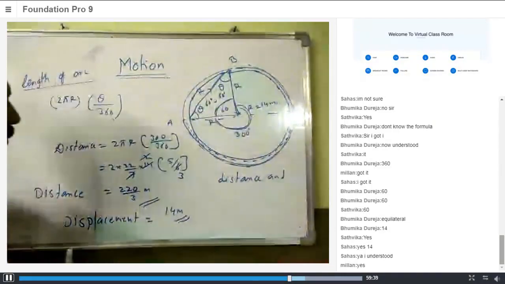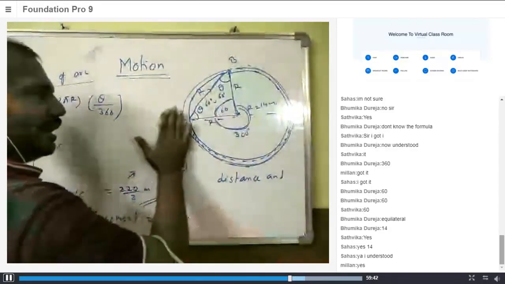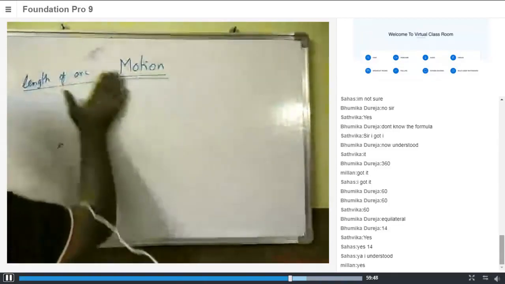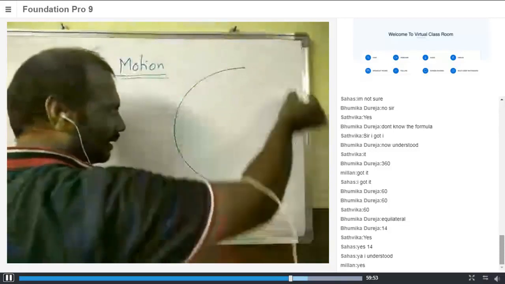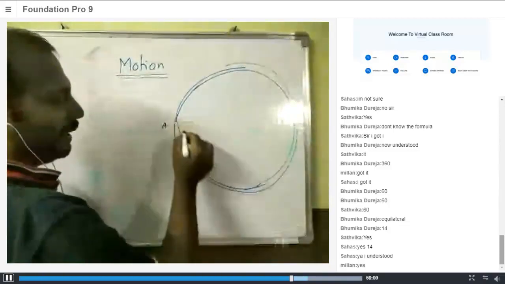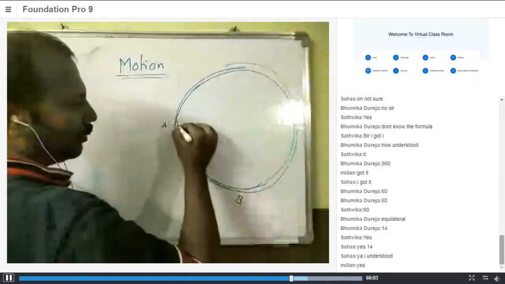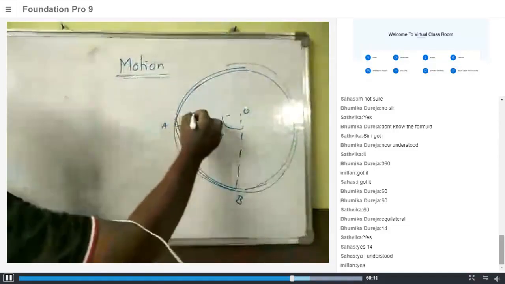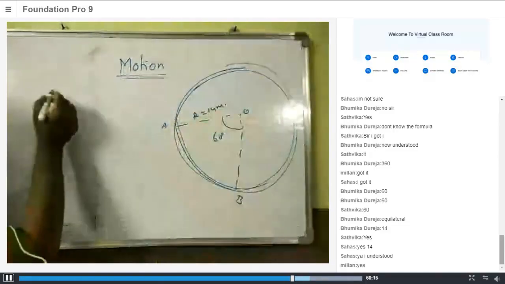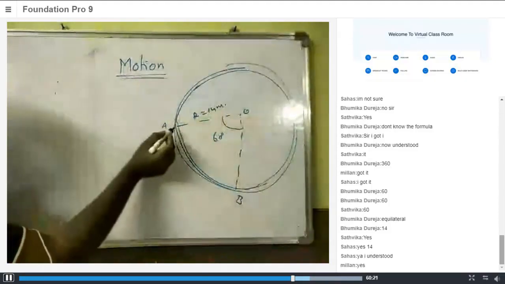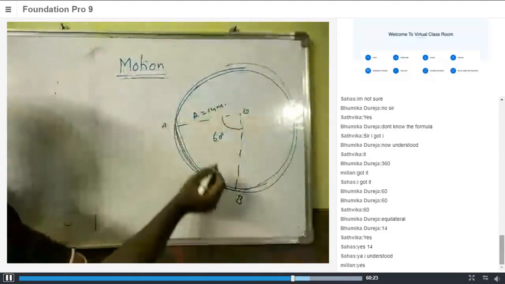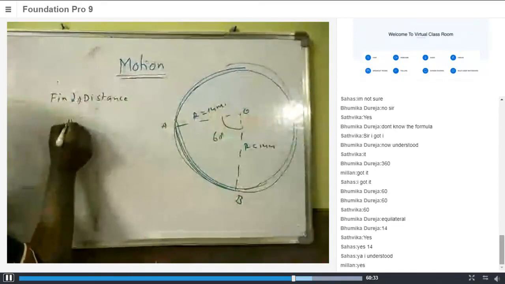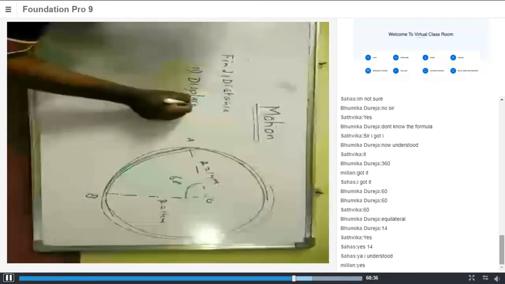I hope this is clear to all of you. Now let's say I confine myself to the same circular path. A particle is moving in a circular path. Let's say it starts from A and goes till B. Now this part subtends an angle of 60 degrees at the center, right? And as usual, I'll take radius to be 14 meters. The question is: find distance and displacement.